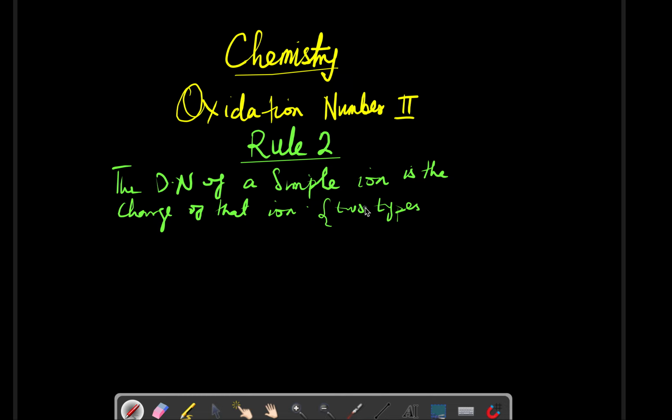Have you heard of anion? A negatively charged ion is called an anion. Write it down because there is no time. Negatively charged ion is called anion. Now, what about a positively charged ion?